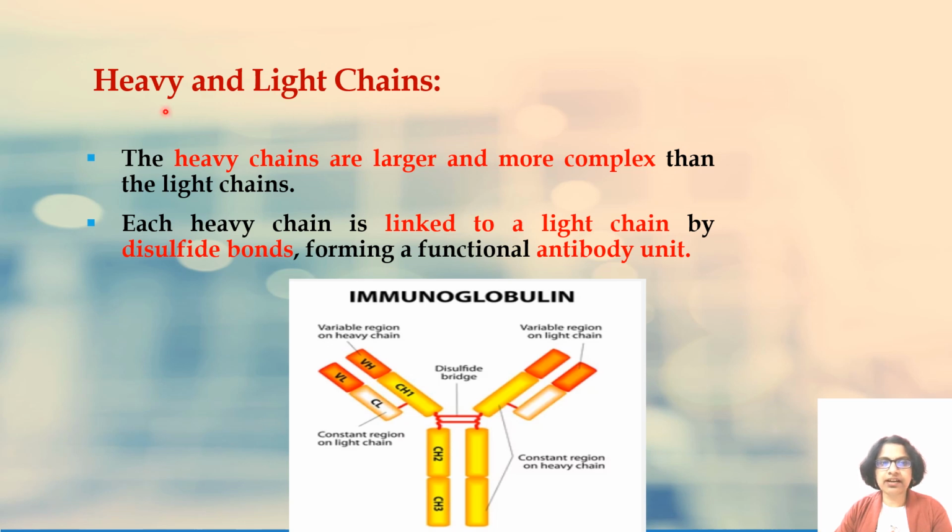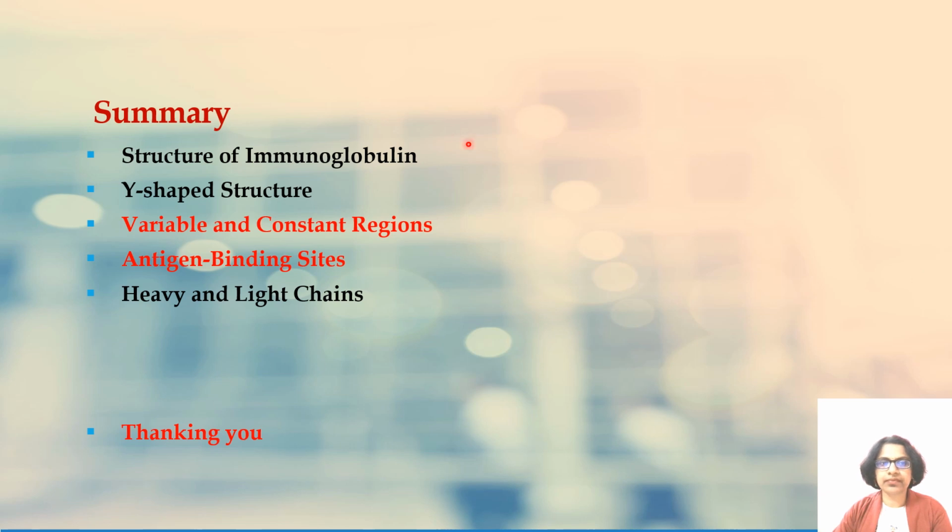Coming to the heavy and light chains, the heavy chains are larger and more complex than light chains. Each heavy chain is linked to a light chain by disulfide bonds, forming a functional antibody unit.